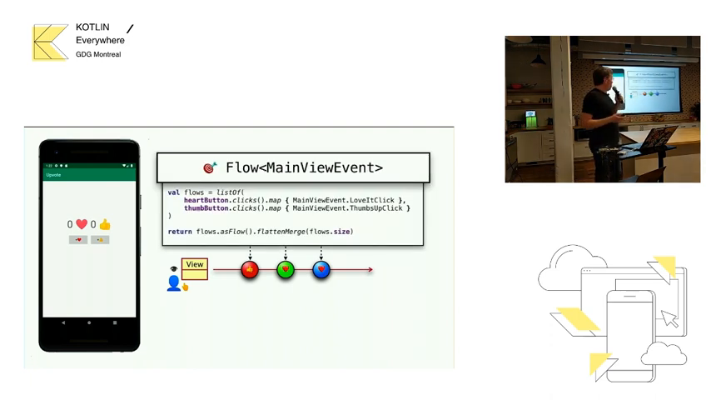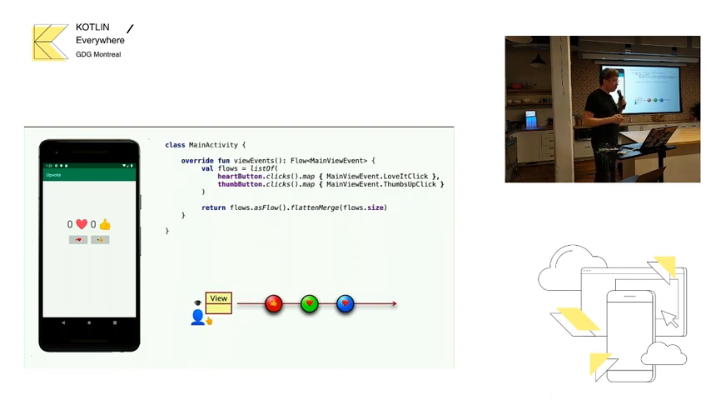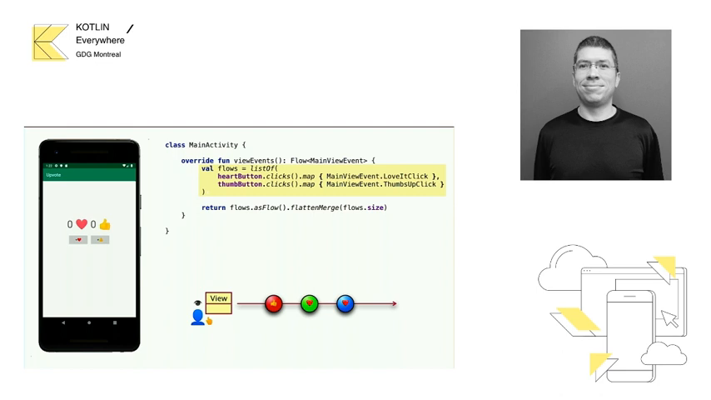So the trick is that you want to take two flows and flatten them into a single one. This is how we're going to achieve that. So what this looks like in the main activity right here is that we're going to create this view events function, and that's going to return our flow of main events. And then the first thing we're going to do is creating a list of these flows, just a plain old list, a collection. So once we have that, then we can start messing around with it a little bit.